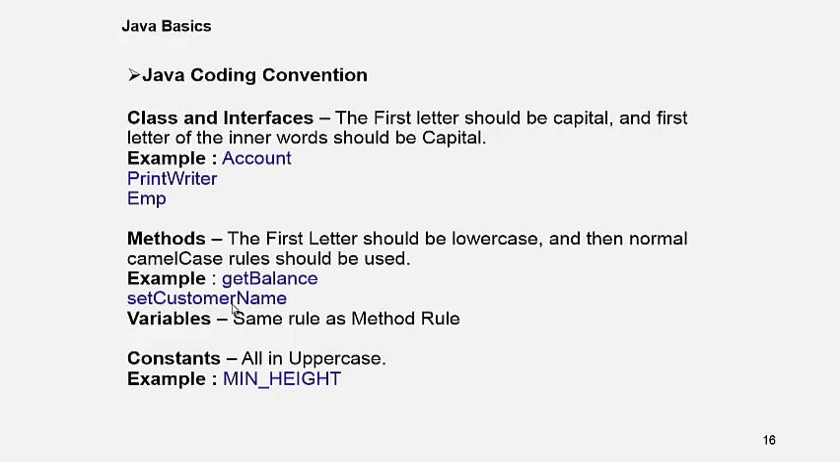You have the getBalance method: G is small and B is capital. This is the camel case rule. Similarly setCustomerName: S is small, and since you are setting the customer name, C is capital. Variables follow the same rule as methods. Constants are all in uppercase, with underscores between words. These are the best practices of coding.